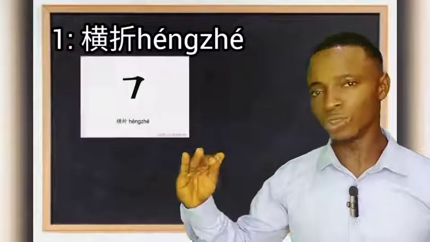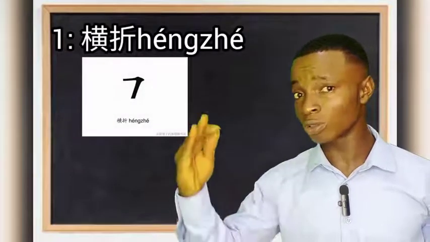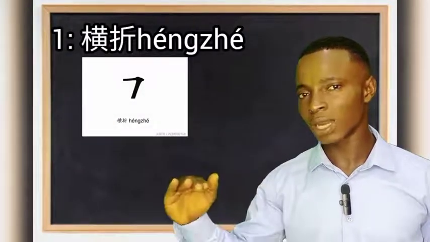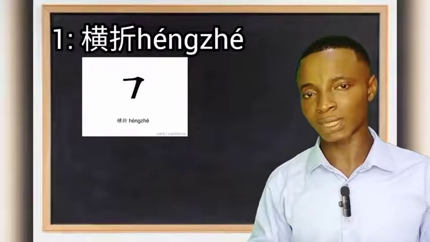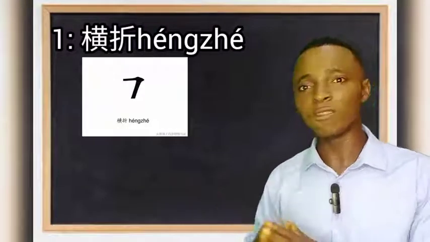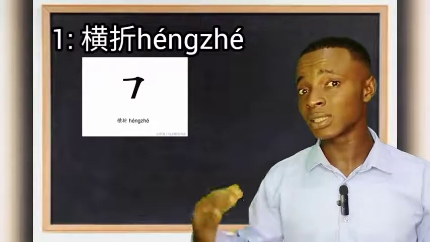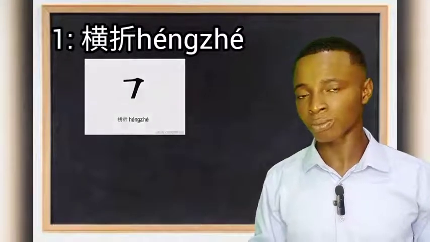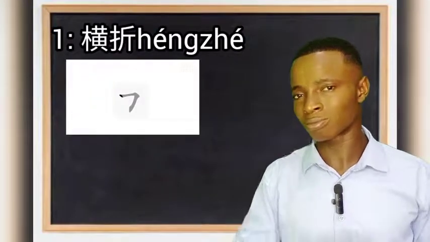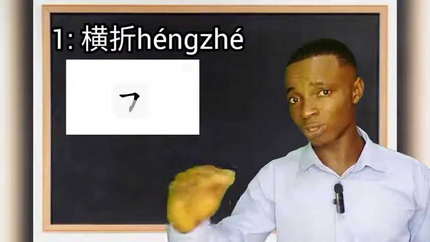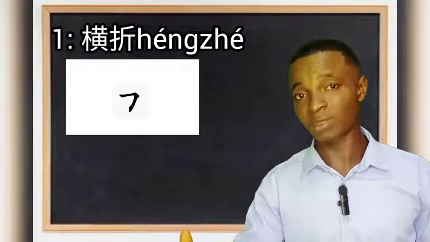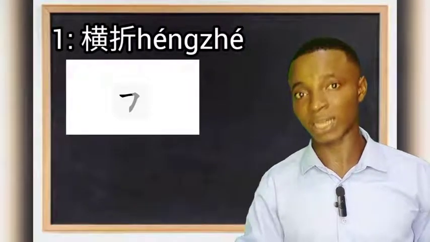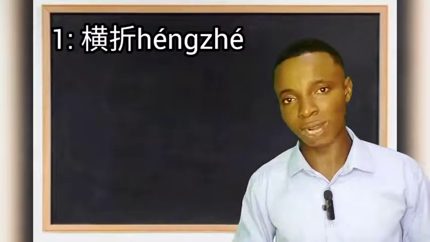This is héngzhé. It is very easy to write. Another name for this stroke is horizontal turning stroke. How do we write this stroke? Héng, which is horizontal, with a vertical stroke. Horizontal, vertical stroke. It's very simple to write.